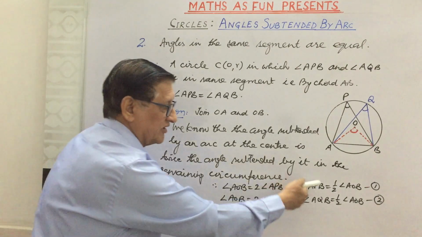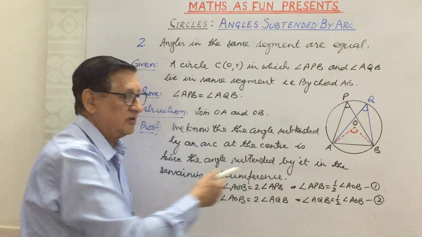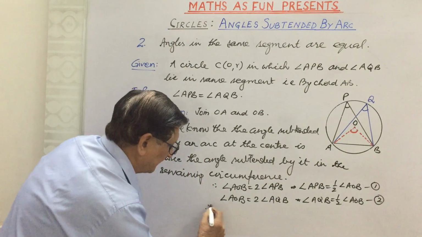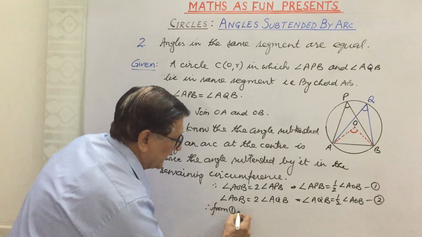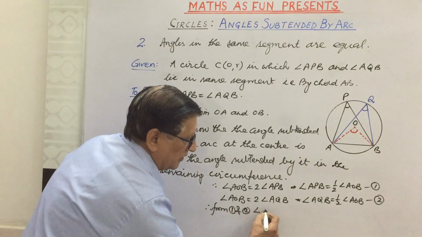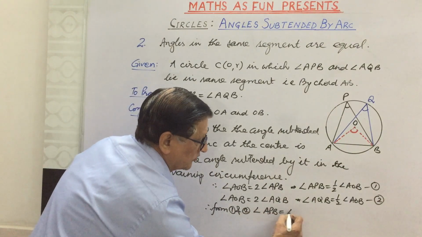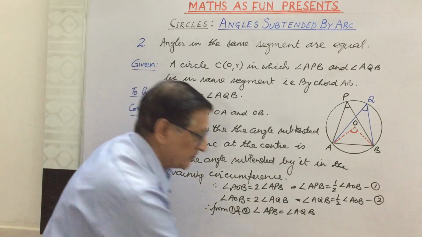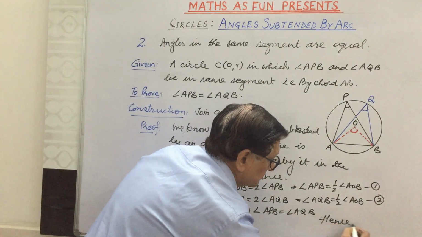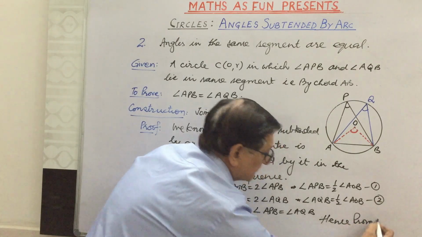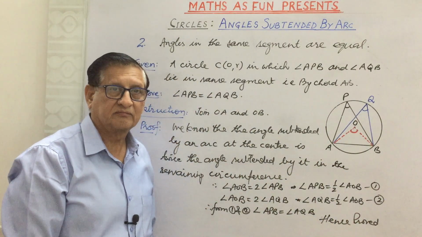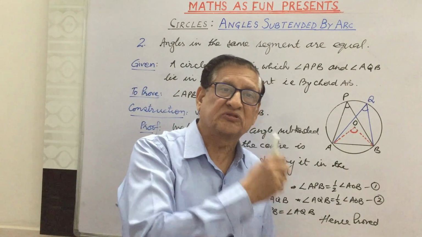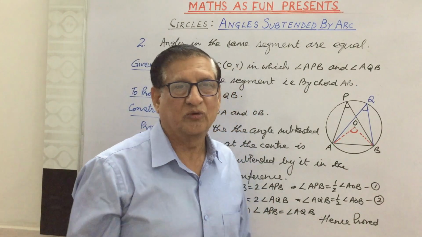What we get from 1 and 2? Both are half of AOB. Will they be equal? Yeah. So we can write, therefore, from 1 and 2, angle APB is equal to angle AQB. That's what we have to prove. So we can write hence proved. So like this we can prove that the angles in the same segment are equal.